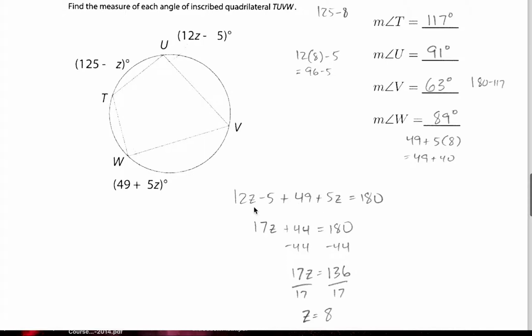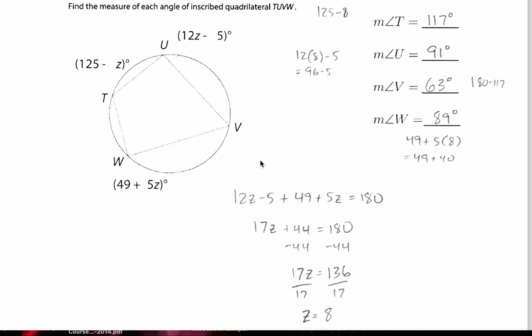Adding those two expressions together, combining like terms, setting it equal to 180. And solving for z, we get about 8. So we can plug that z value back in and get our angle measurements: plug it into w, plug it in up here for the measurement of angle u, and then one more time over here for the measurement of angle t, and get our 3 angle measurements there.